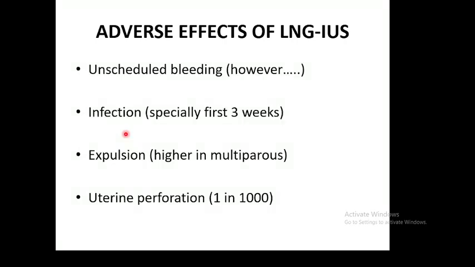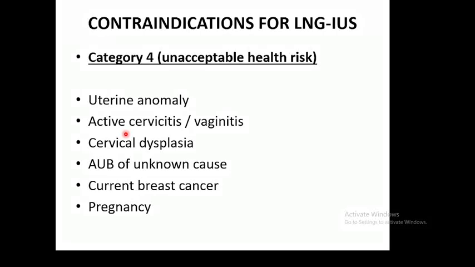Adverse effects of LNG-IUS: unscheduled bleeding. However, it will be there only for the first 3 to 6 months. We have to buy time. It will get settled for the rest of the 5 years. Infection, it is associated with any intrauterine device, especially within the first few weeks of insertion. Expulsion rate is high with multiparous women as well as in fibroid uterus. Uterine perforation is 1 in 1000. It is there with any IUD or intrauterine device.